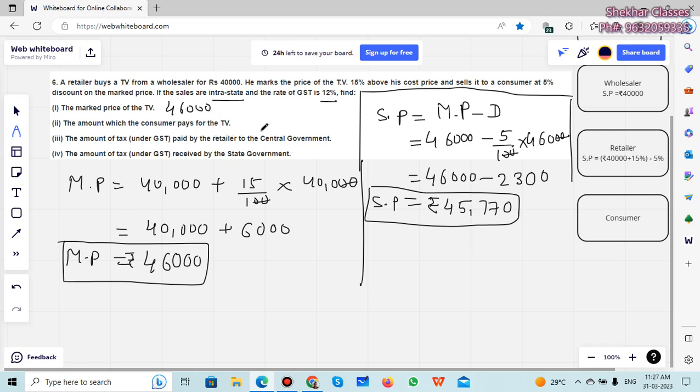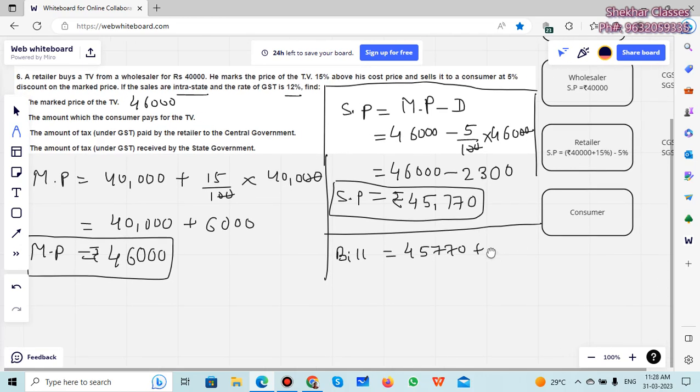The amount the consumer pays for the TV is different. Now he has to pay tax. So how much will he pay? The consumer will pay 45,770. Okay. The total bill for the consumer is 45,770 plus tax.